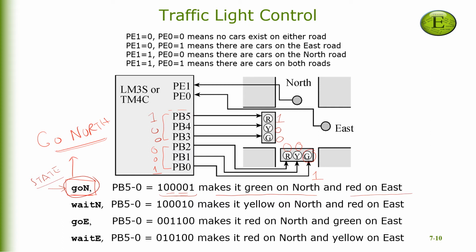So what we have understood so far is that go north is one of the states, or you can also say it's one of the outputs of the system. We can also define another state, which is the opposite to the go north state, or the go north output. This output is go east.